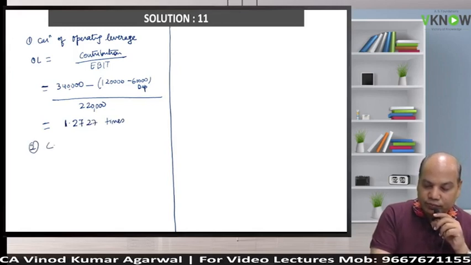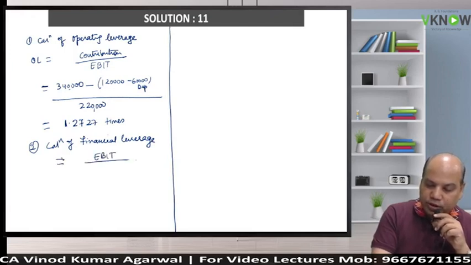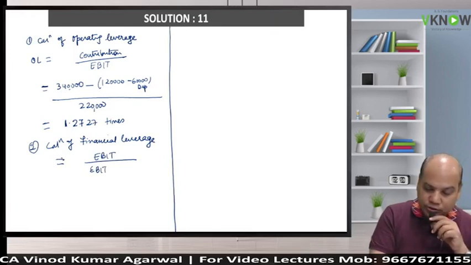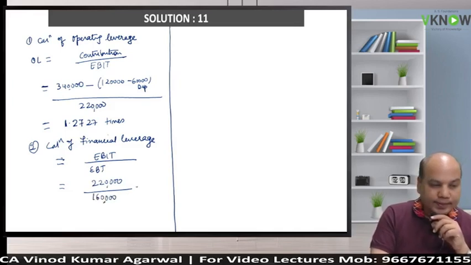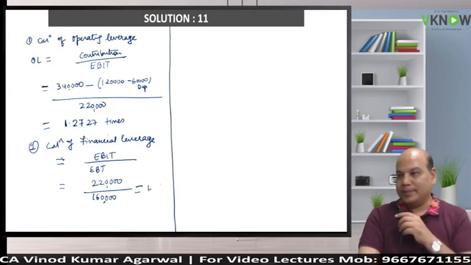Second, write down calculation of financial leverage. Formula, anybody formula? EBIT upon EBIT minus interest. Or you can write EBT because in the question EBT is given to you. So no need to do any extra work. EBIT is 2,20,000 and EBT is 1,60,000. Can you please reply 1 point how much? 1.375.